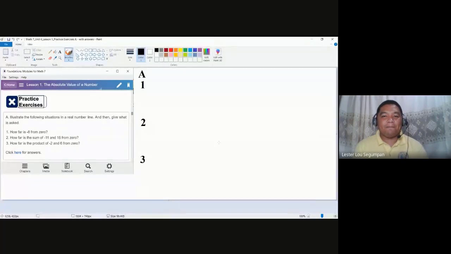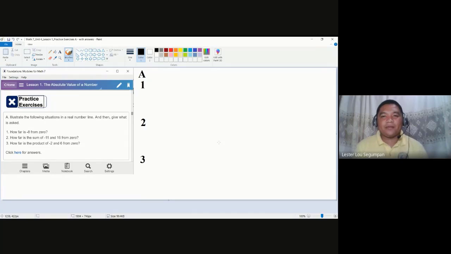Sharing to you right now is the prepared activity in our module. So we have these three numbers here. We are asked to determine how far each of these numbers is from 0. Again, this is just the opening idea or concept that will help us later on determine the more abstract form of the absolute value of a number.